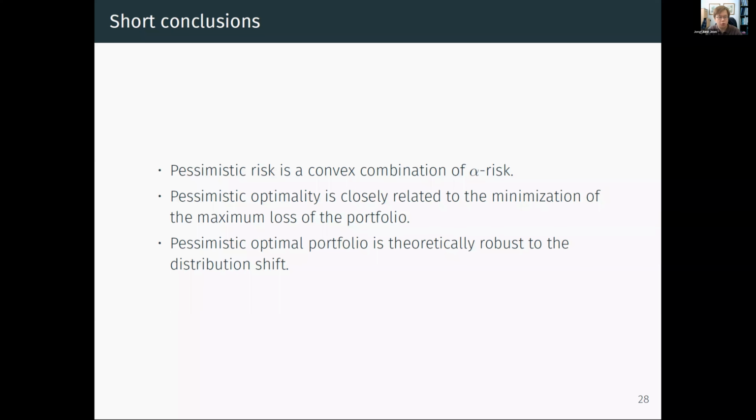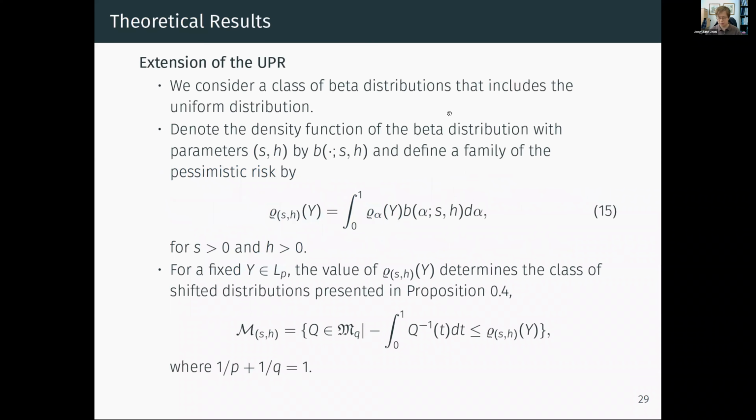And we have 3 short conclusions. The pessimistic risk is a convex combination of alpha risk. And second, the pessimistic optimality is closely related to the minimization of maximum loss of the portfolio. And at last, the pessimistic optimal portfolio is theoretically robust to the distribution shift. We have 3 short conclusions of the pessimistic risk.